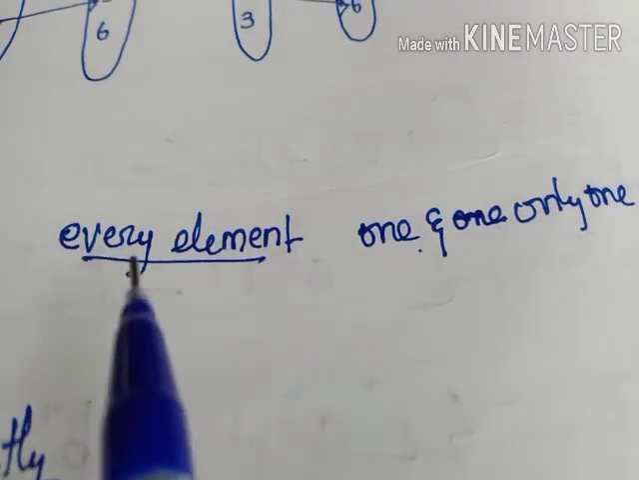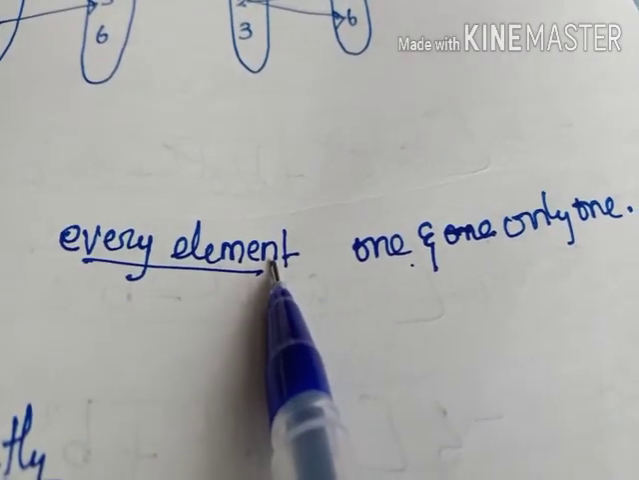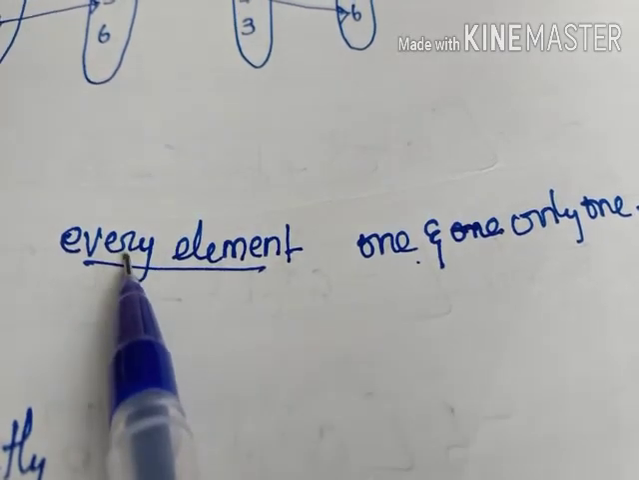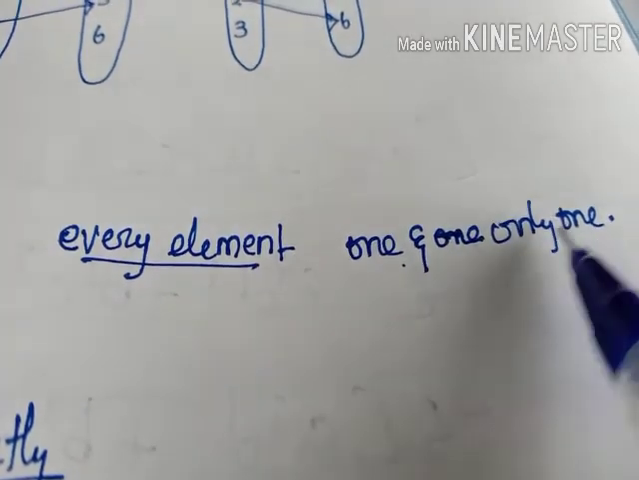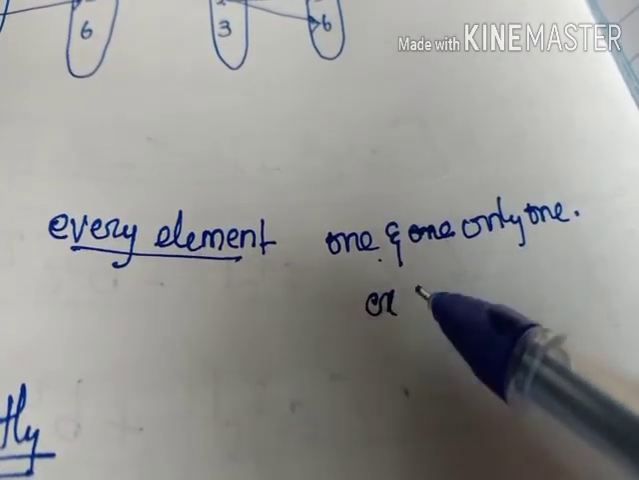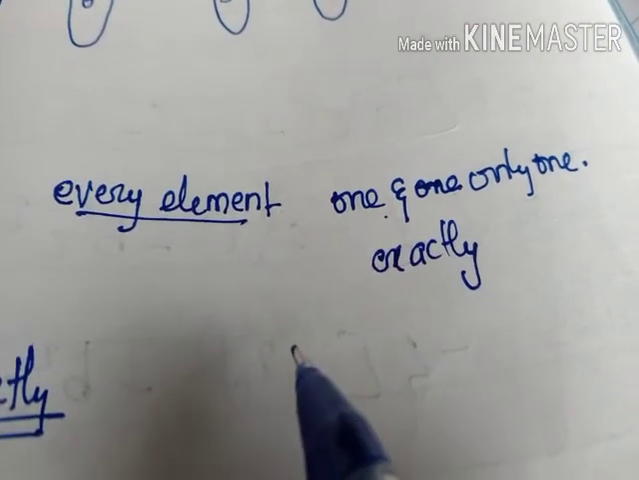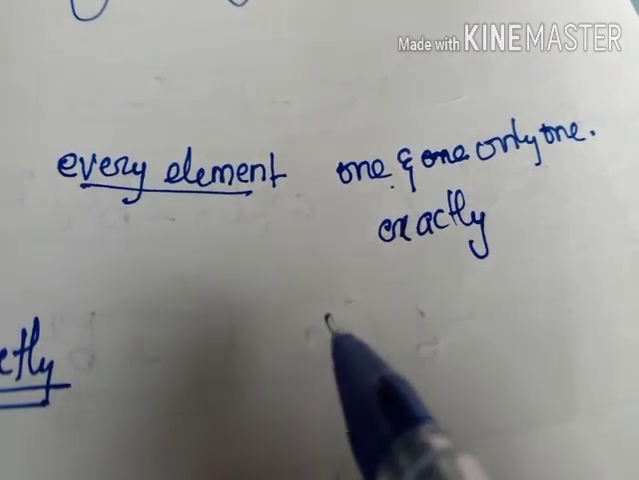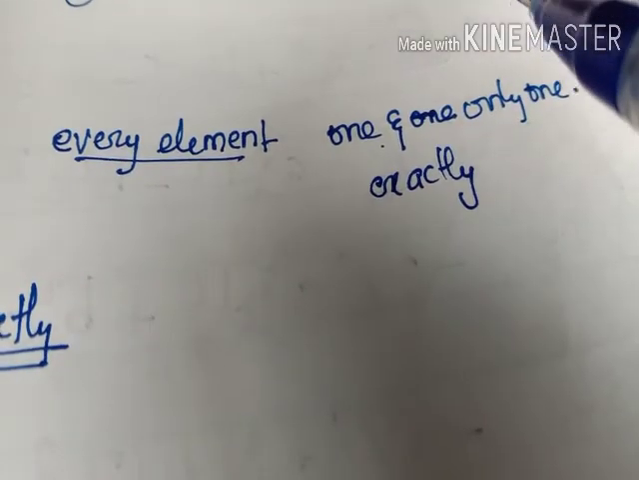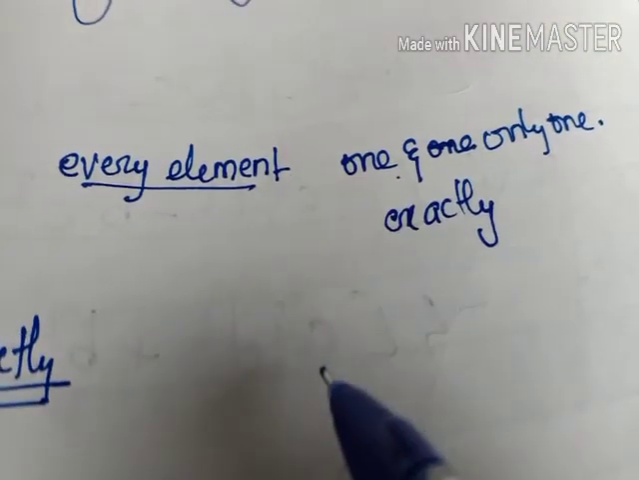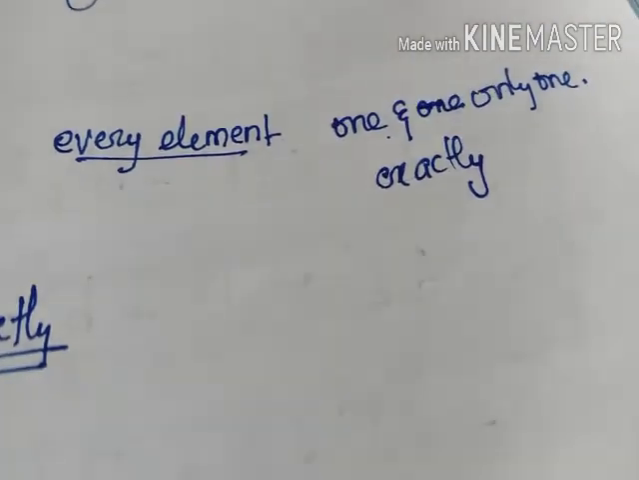So you have to stick to every element. To become a function, we need every element to have one and only one image, which is the same as exactly one image in B. So the definition is: a relation from a set A to a set B is said to be a function if every element of set A has one and only one image in B.